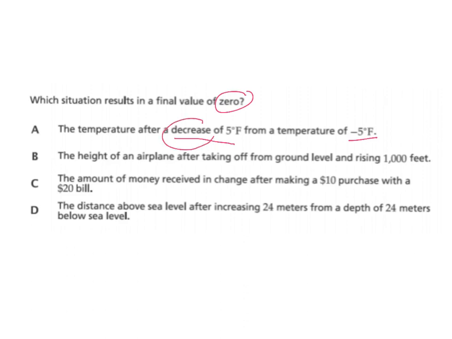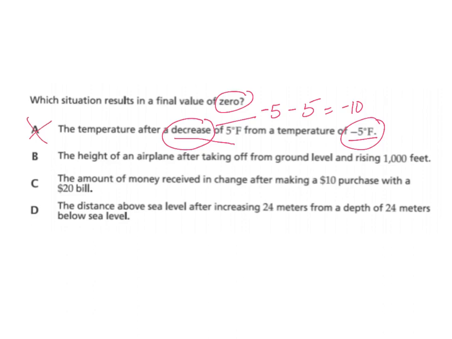So the word decrease typically means negative. So that would be negative 5. And then from here, it would be another negative 5, or adding a negative 5. So that ends up being negative 10. So it can't be A.